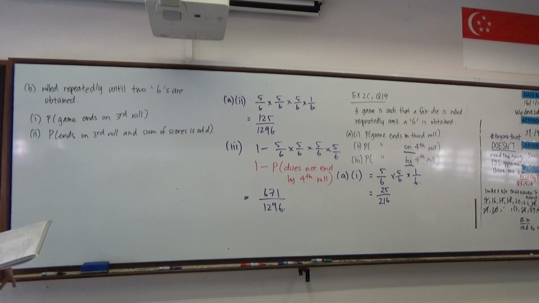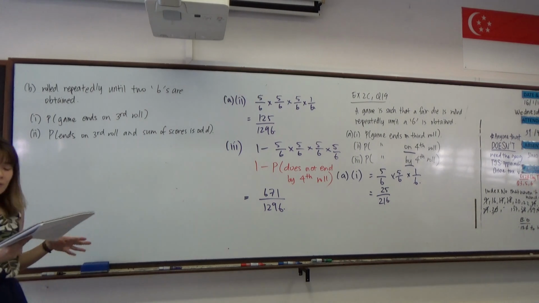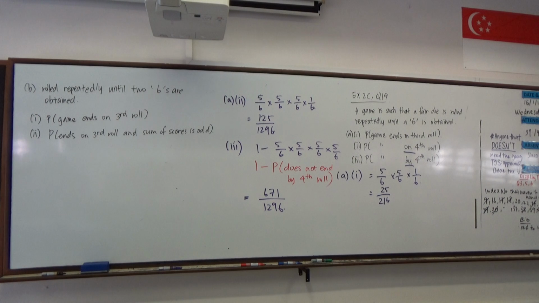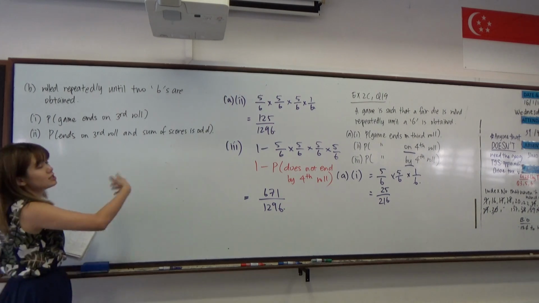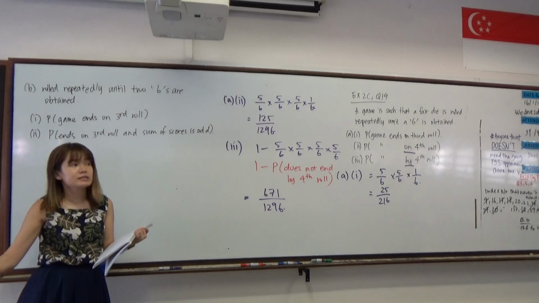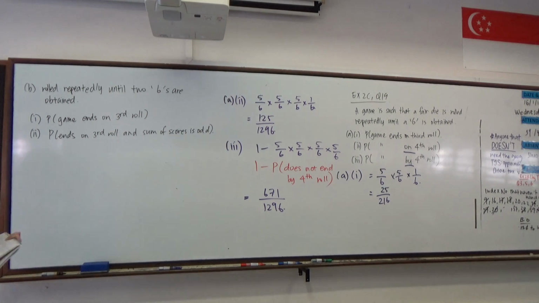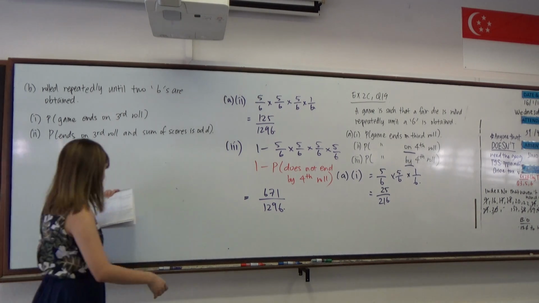Now let's look at part B, whereby we change the situation. We change the situation to be such that it only ends when 2 sixes are obtained. It is rolled repeatedly until 2 sixes are obtained. So the ending point is when there are 2 consecutive sixes, because there's only one die. So if I want the game to end on the 3rd row, how would I actually go about this calculation?